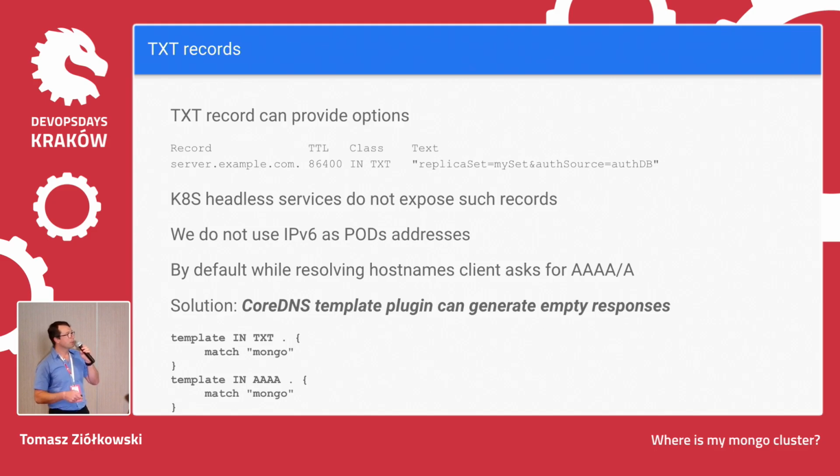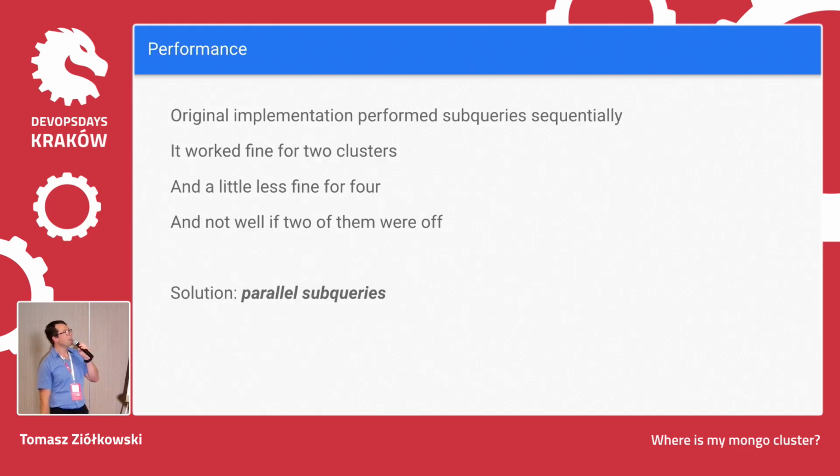So using another plugin in CoreDNS, we are able to generate empty responses for such requests directly from CoreDNS without passing them to the kube DNS that was responsible for particular domains. So it allows us to save some milliseconds during the startup of the MongoDB driver.